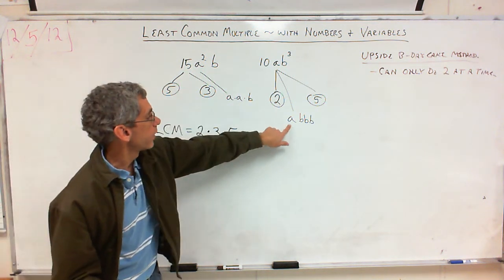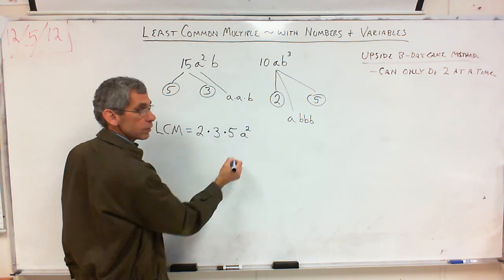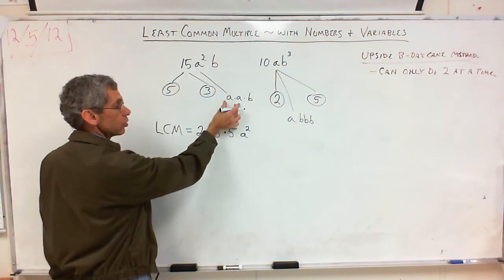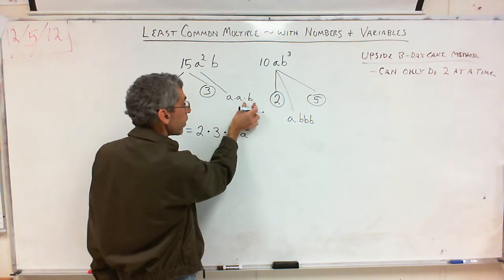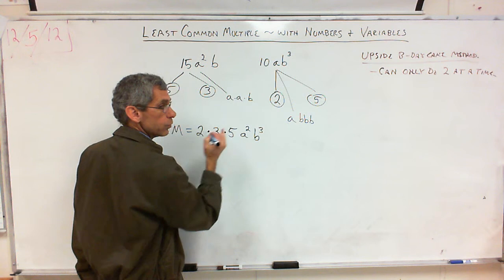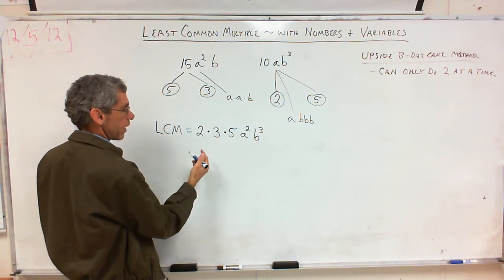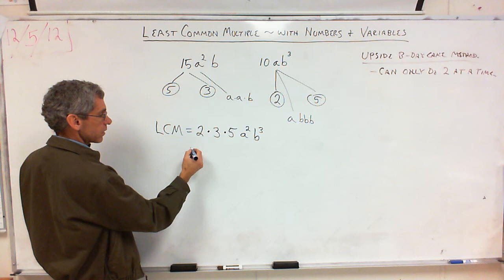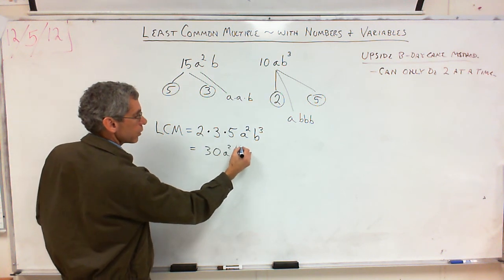There's 2 A's here, there's 1 A here. So, A squared. Right? There's 2 here, there's 1 here. I only need the one with the 2. There's 1 B here, there's 3 B's here, so B cubed, right? Piece of cake. So 2 times 3 is 6, times 5 is 30. So my least common multiple is 30 A squared B cubed.